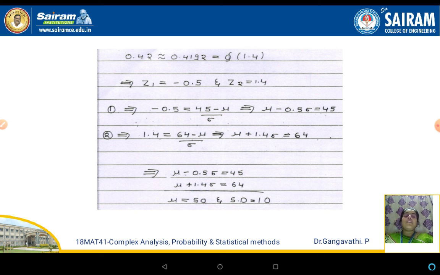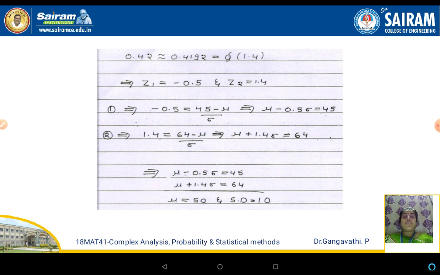So take the value horizontally and vertically. The horizontal one you should write first, that is 1.4, and the vertical one is 0.1. So 0.4192 is phi of 1.4. So z1 is equal to minus 0.5 and z2 is equal to 1.4. Let us substitute these values in equation 1. So minus 0.5 is equal to 45 minus mu by sigma. Rewriting the expression, mu minus 0.5 sigma is equal to 45.